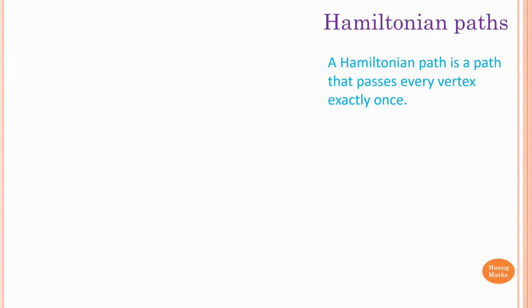A Hamiltonian path is a path that passes every vertex exactly once. But what is a path? Let's recap. A path is a walk that has no edges or vertices repeated.